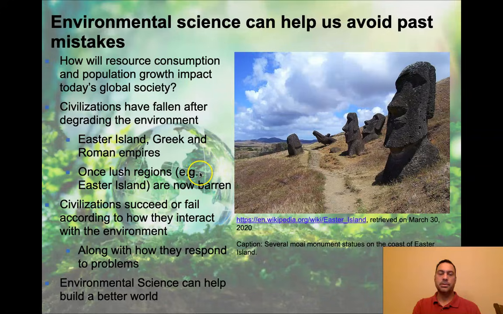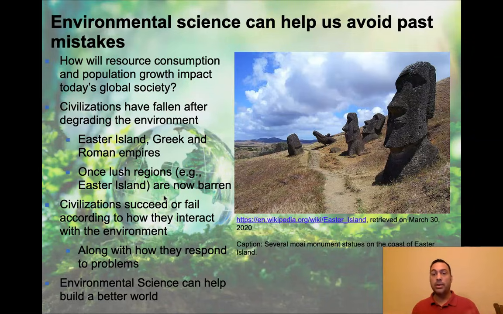But it's happened in other places too. It happened in the Greek and Roman empires. Some people have said that it happened at Carthage as well. So there's a lot of information that suggests that understanding environmental science can help us avoid some type of very negative fate that we can't see coming.